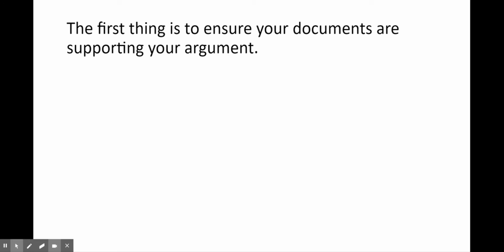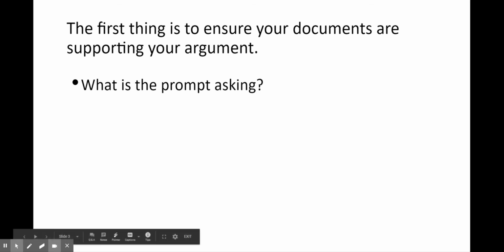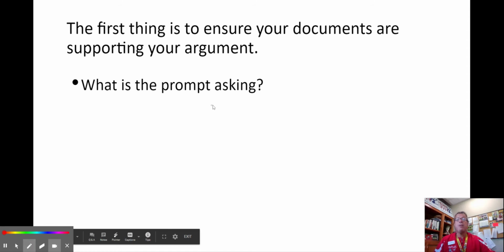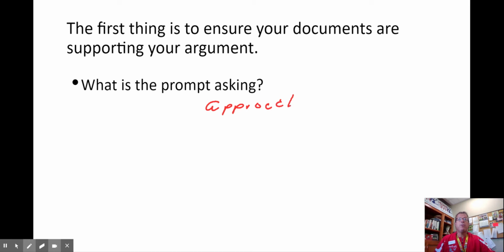The first thing you need to ensure is that your documents are supporting your argument. And that is to say, you need to know what the prompt is asking. So do not walk away from the prompt and start writing until you know what's going on. And this prompt is all about, what is the approach? You're probably going to say the word approach. The approach to modernity, and I say that word, but it's modernization. That is to say, folks were not modern and then they become modern. And what was their approach?